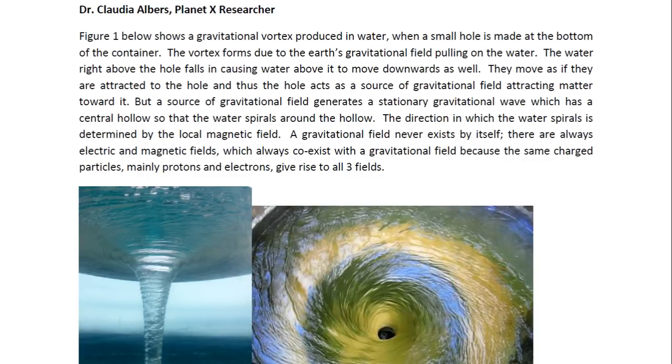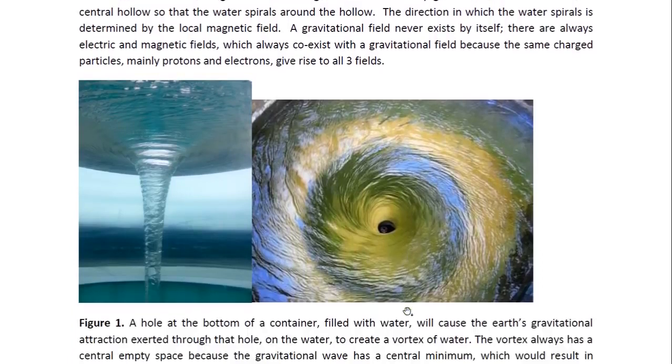A gravitational field never exists by itself. There are always electric and magnetic effects, which always coexist with the gravitational field because the same charged particles, mainly protons and electrons, give rise to all three fields.